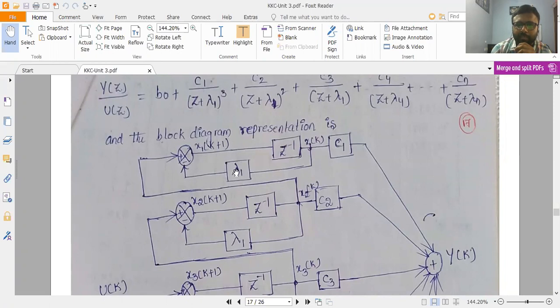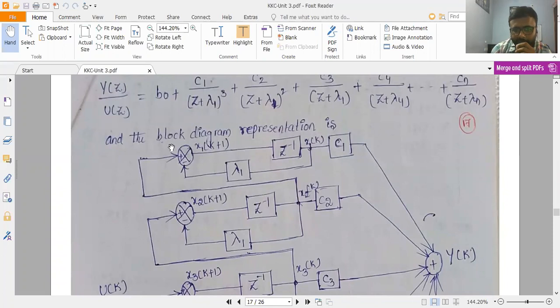Whenever this is connected in the feedback path, it is represented as z power minus 1 divided by 1 plus z power minus 1 into lambda 1. So it is going to be connected to the C1, and here repeated poles are going to happen. Therefore, the input for this one is going to be connected to the output of the second one.